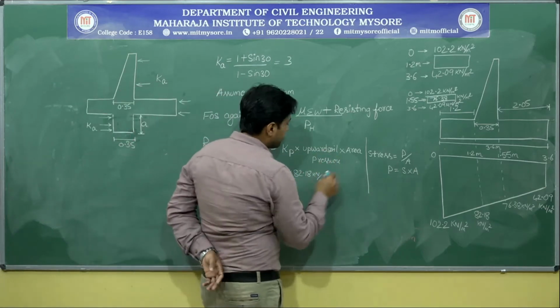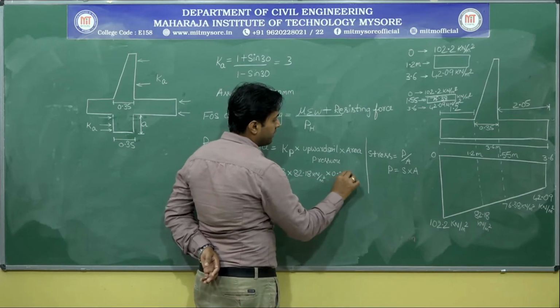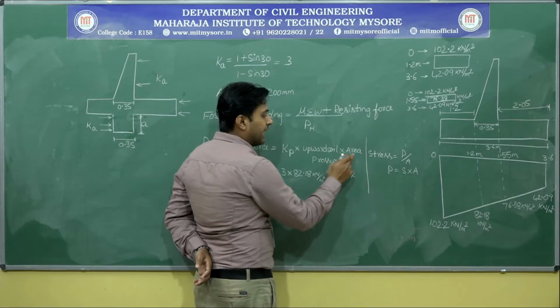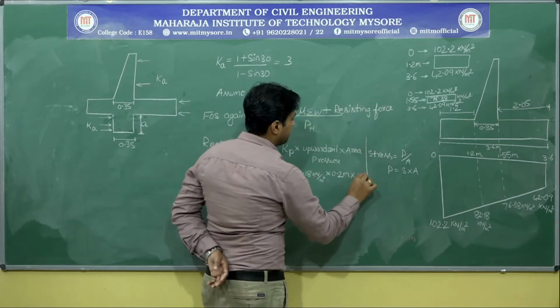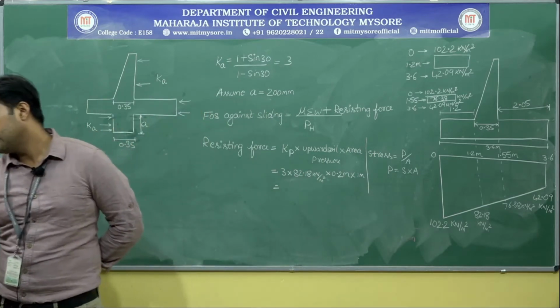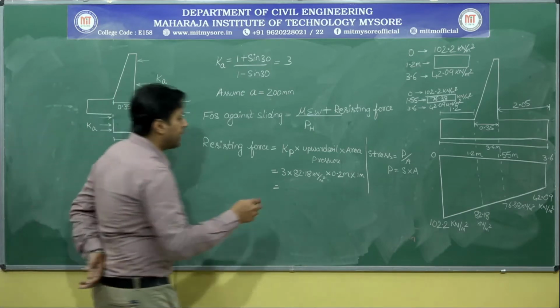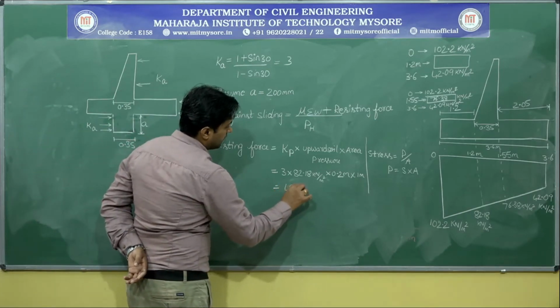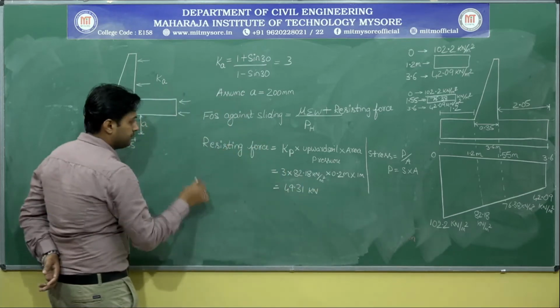So 200 mm, instead of in meter, I will be writing it as 0.2 meter into... Area is nothing but the depth into length. Length is 1 meter. So what is the value that we got? It is 49.31 kilonewton.